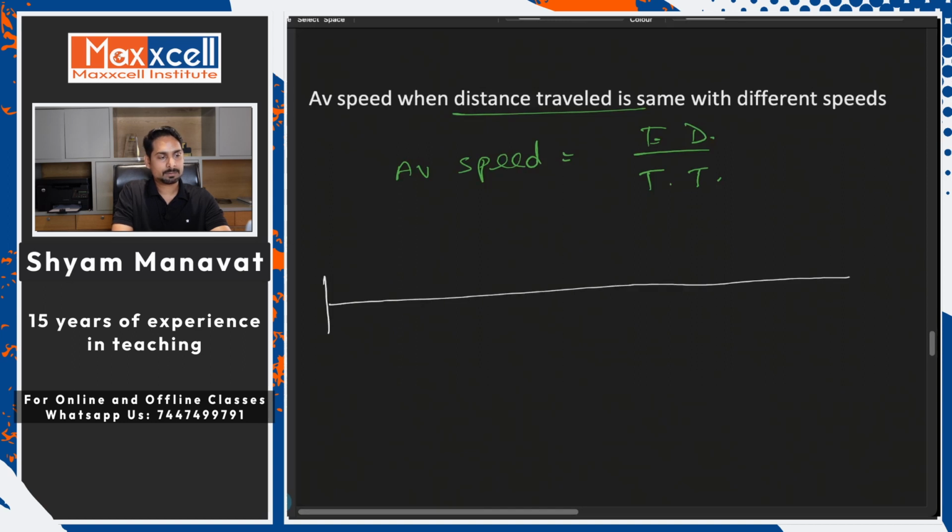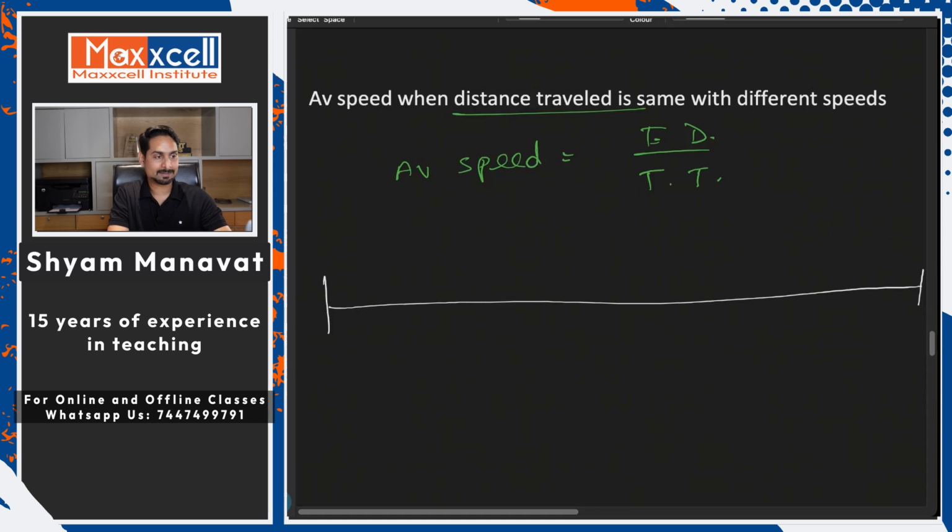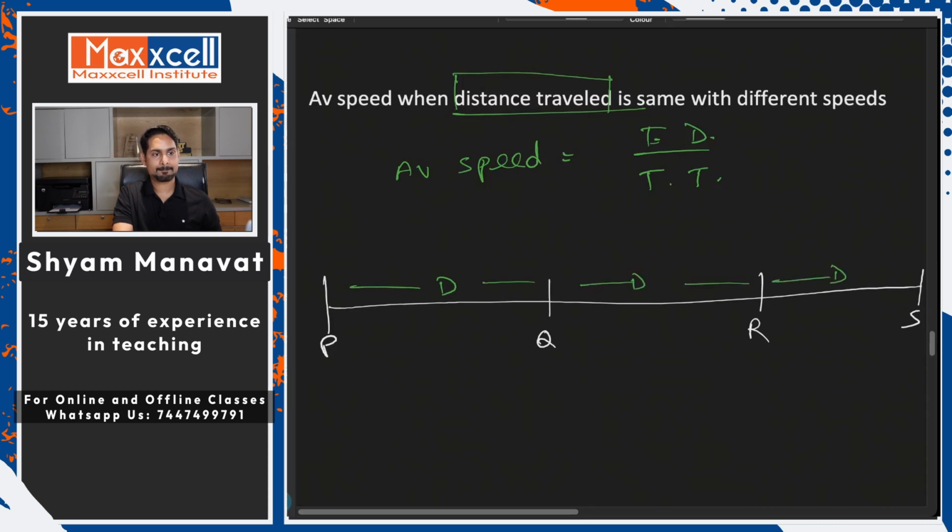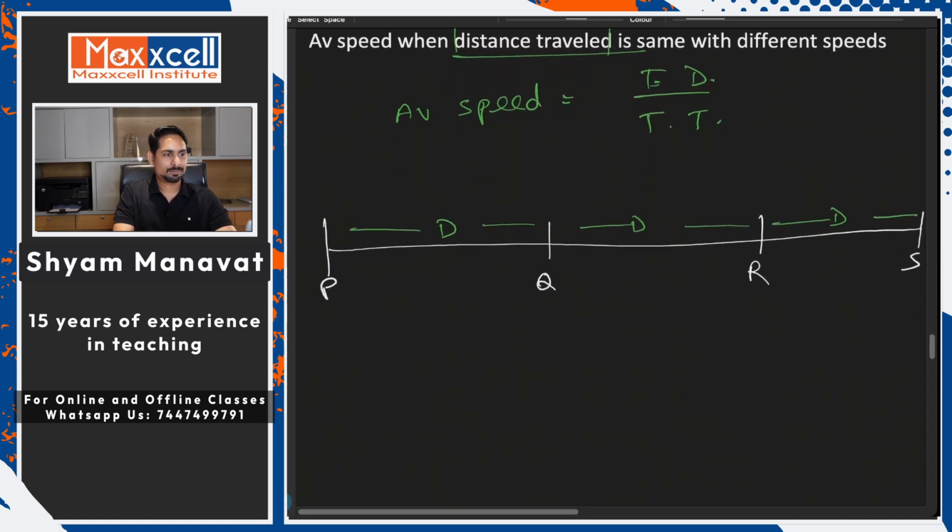So let's say you have to travel one distance, and this time also I take 3 different parts. P, Q, R, S are the segments, but this time I am taking the condition that distance traveled is the same. That means these segments have equal distance. Then what will you do?